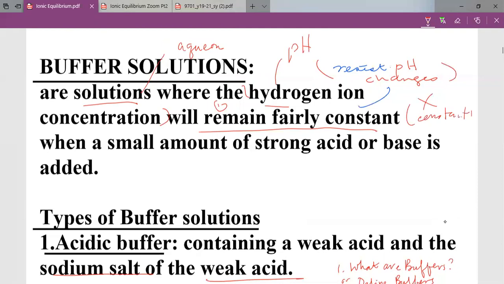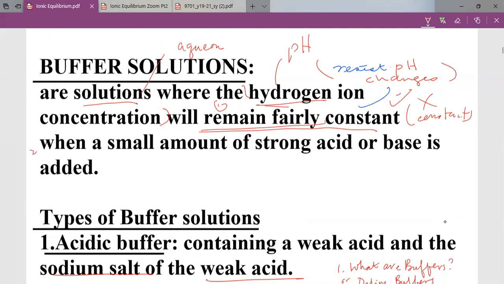Not constant, that is wrong. Okay, remain fairly constant. It will change a bit, 0.01, 0.04, whatever. Or the pH resists pH changes. Okay, that's the first mark here. The pH remains fairly constant or the pH resists changes.